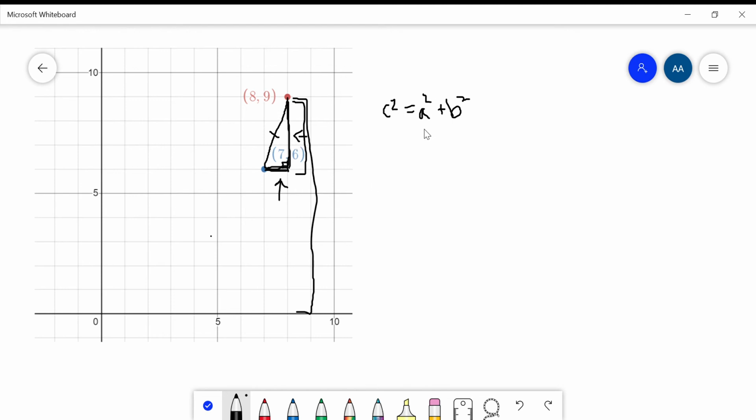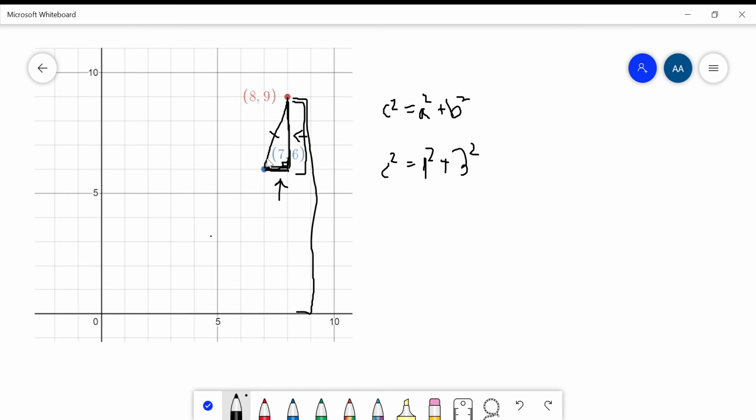So we know that, let's say that a is 1, and we're going to have b as 3, and make this a bit bigger. And so that would equal c squared. You can solve this on your own. Take the square root and then solve for this. This would be root 10. So the distance between these points would be root 10.